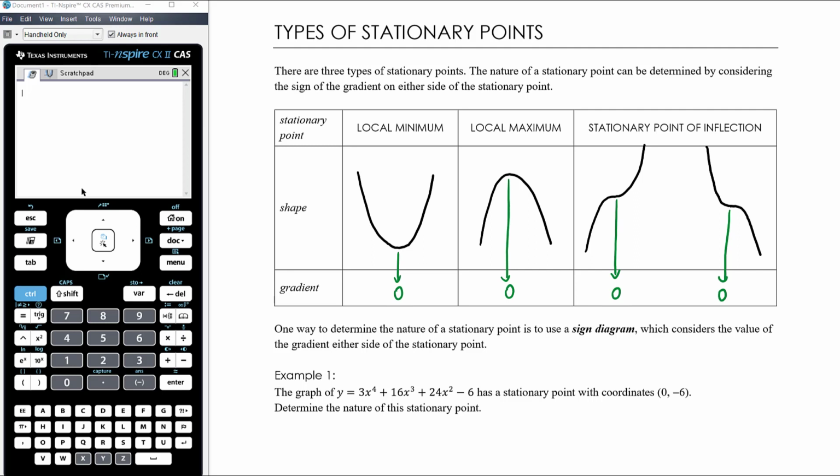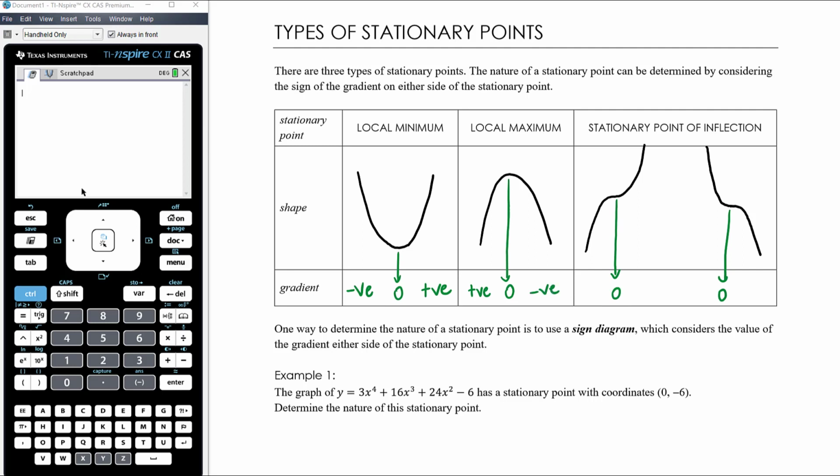So in the case of a local minimum, before the point of zero gradient, the gradient is negative. I'm going to use minus ve as shorthand for negative. After the point of zero gradient, we have positive gradient. So if we have negative gradient followed by zero gradient followed by positive gradient, we must have a local minimum. Local maximum, on the other hand, we get positive gradient first, then zero gradient, and then negative gradient.